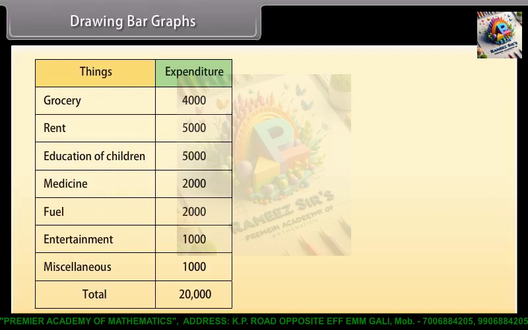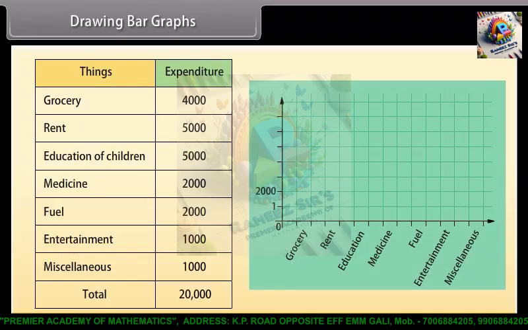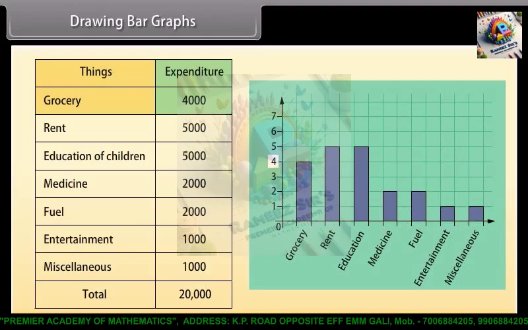For making the bar graph, we use the things given on the horizontal axis and expenditure on the vertical axis. Mark the things and the expenditure on both the axes. Here 1 means 1,000, 2 means 2,000. Now, to represent our first thing, that is grocery, we have to make a bar of unit 4. Similarly, other things are represented, leaving a gap of 1 unit in between 2 consecutive bars.